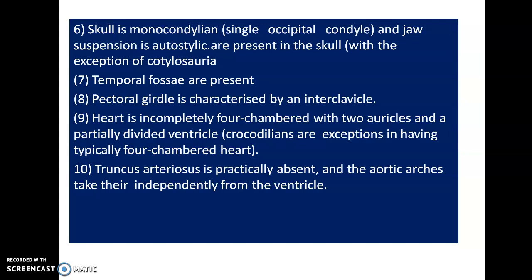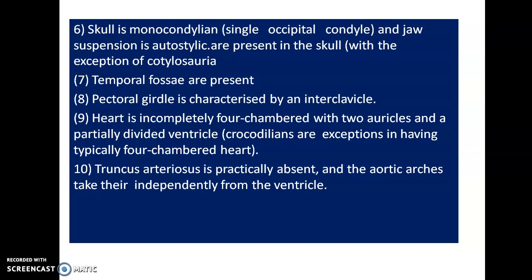Then temporal fossa. Temporal fossa is another structure found in the skull. It is present among what? Reptiles. Then comes the pectoral girdle. We know it is a structure concerned with supporting the forelimbs. This structure is characterized by the presence of an endoclavicle.